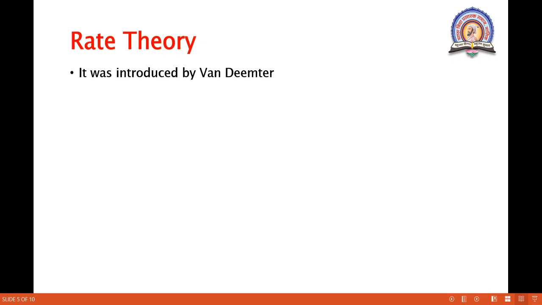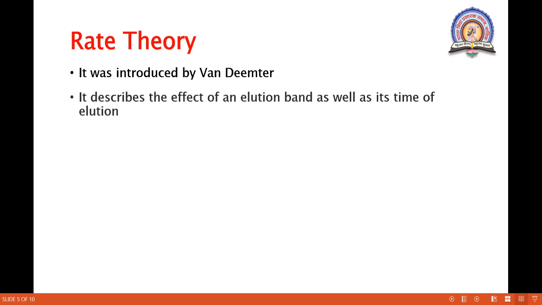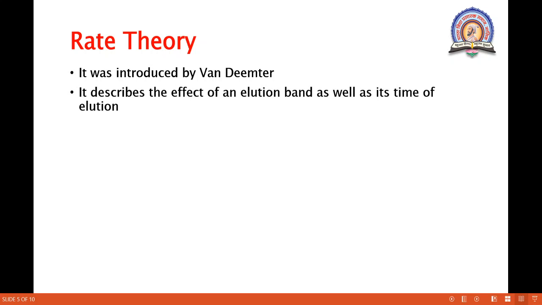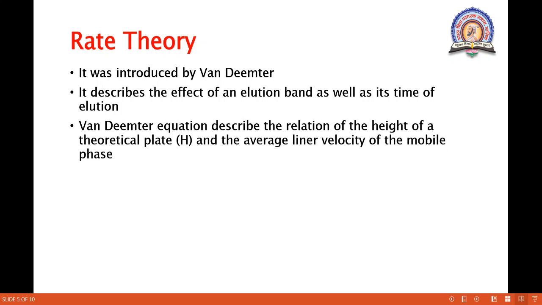It was introduced by the scientist Van Deemter. It described the effect of an elution band as well as the time of elution. How the elution takes place, that part was discussed in this theory.